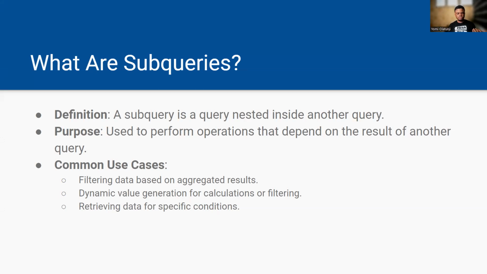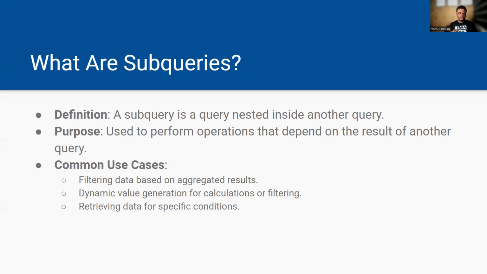Then we have trying to get a dynamic value generation for computation and filtering also. So there might be a reason why you probably want to do some form of calculation before you filter out a report or part of your columns that you're actually returning back. You want to do some computation based on it. So those computations, it has to be a subquery. Most times, complex ones have to be a subquery.